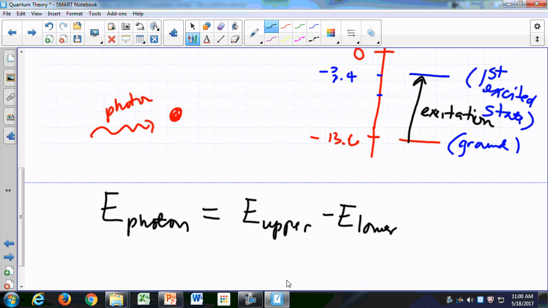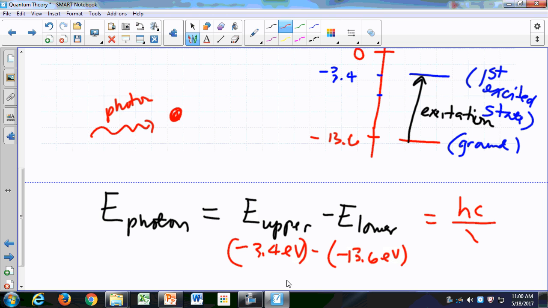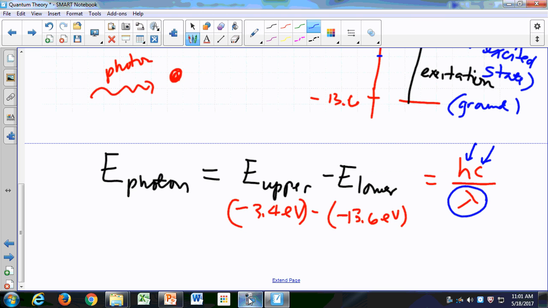We are given that E upper is negative 3.4 electron volts and E lower is negative 13.6 electron volts. And that's equal to, if you recall, hc over lambda, where h is Planck's constant and c is the speed of light, and so you can solve for lambda. Let's first calculate E upper minus E lower, and it should be easy for you to figure that out. That should be 10.2 electron volts.